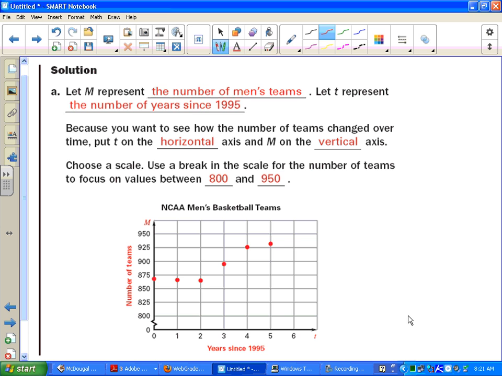Horizontal, that word horizontal has the word horizon in it. Horizon. Think of looking out on a horizon, like looking out across a plane or out on sea or something like that. If you ever get confused between the horizontal and the vertical, T is on the horizontal axis, and M is on the vertical axis.